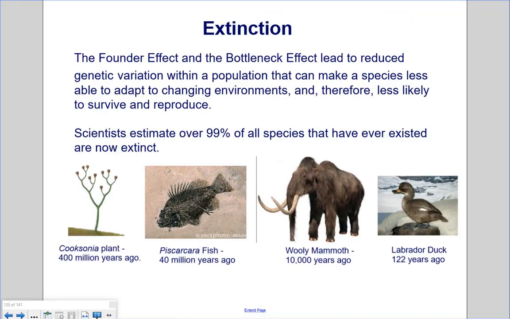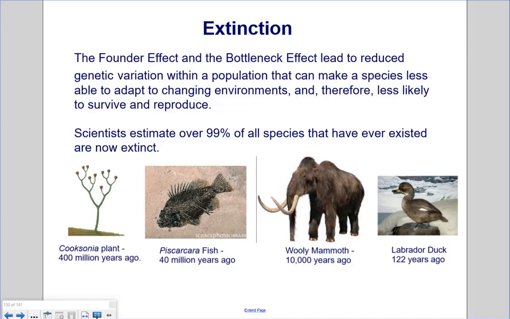Extinction. The founder effect and the bottleneck effect lead to reduced genetic variation within a population that can make a species less able to adapt to changing environments, and therefore less likely to survive and reproduce. Scientists estimate that over 99% of all species that have ever existed are now extinct.